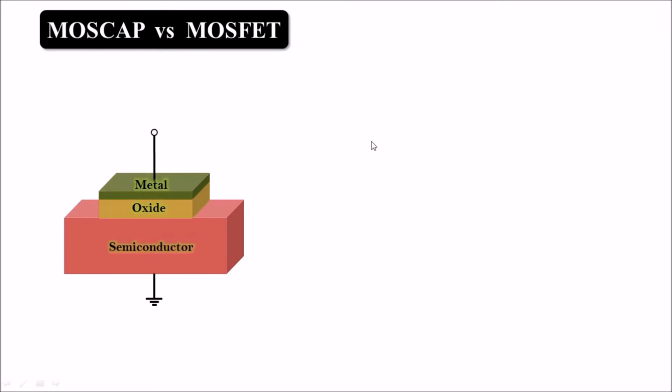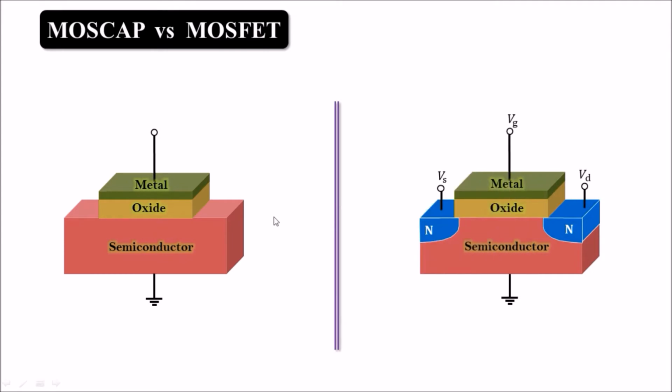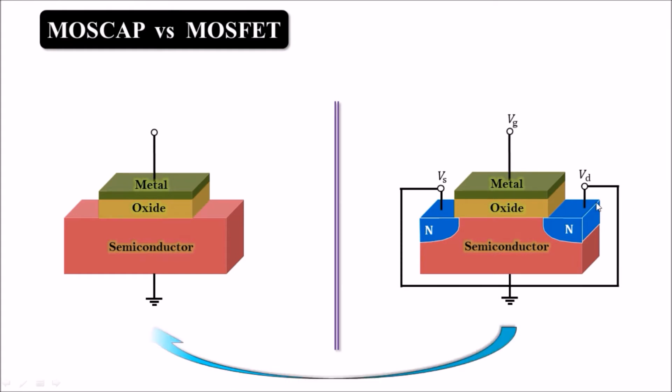This is a MOSCAP. If we do doping with N-type impurities at this side and this side, then it will become a MOSFET, and it will have two extra terminals, source and drain. And if we short circuit the source and drain terminals, then it will behave like a MOS capacitor. And here the body of the semiconductor will be doped with P-type impurities.